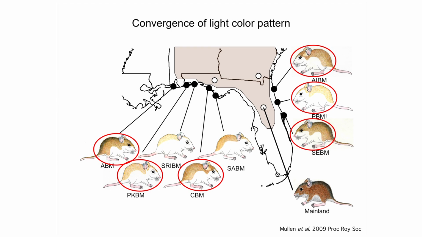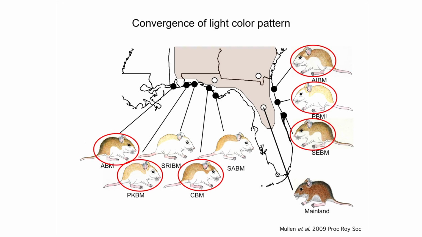And so you could give me a mouse from one of the Gulf Coast populations, and I could tell you with probably, on a good day, 95% certainty which population it comes from. So these are pretty distinct. And again, this is the one that we did the crosses with.